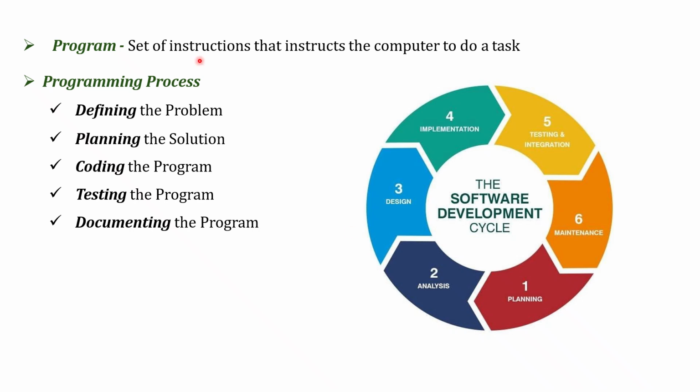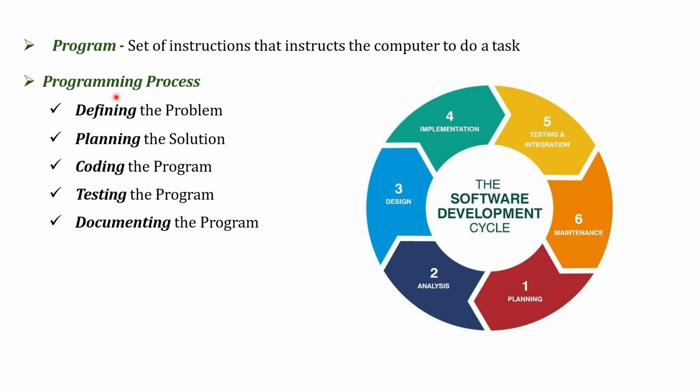Now, after understanding what a problem is, let us try to know what a program is. A program is nothing but a set of instructions that tells the computer to do a task. So the computer is involved in solving the problem, and the computer is instructed through the program on how to solve the problem. That is problem solving through programming.